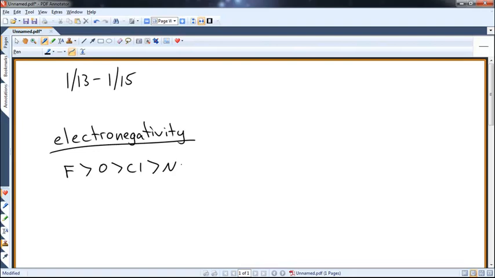So I'm going to write them down here so we can reference them. Later on, when we're doing lots of different types of chemistry, we're going to have to reference this general list as to why the chemistry happens the way that it happens. So the most electronegative is over here at fluorine, and the least electronegative is all the way at the other end at hydrogen.